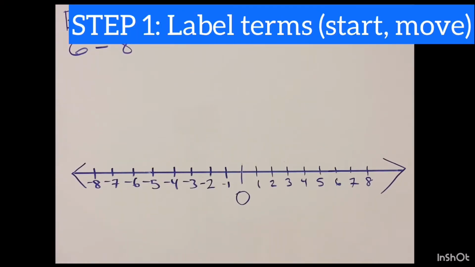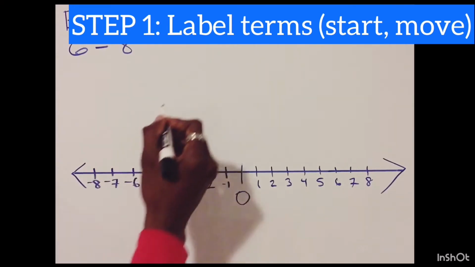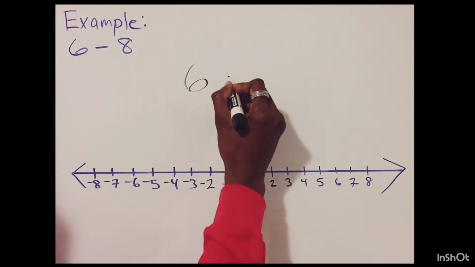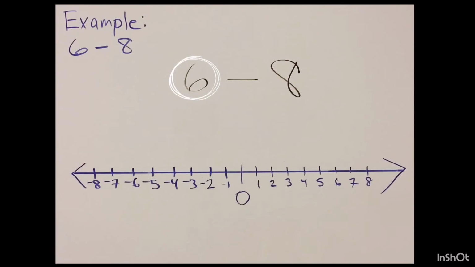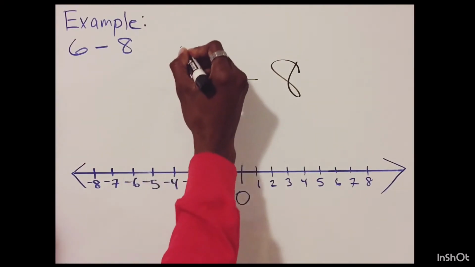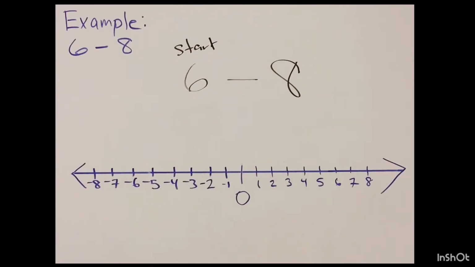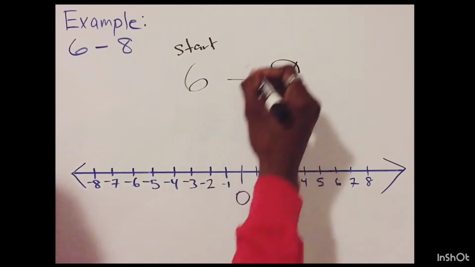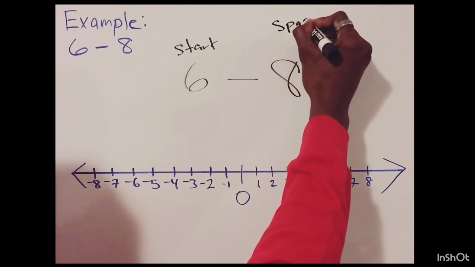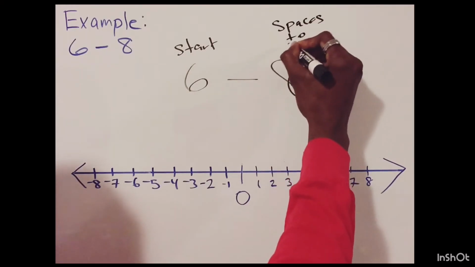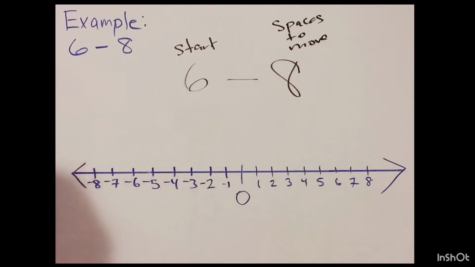Step number 1, you're going to label each term in your example as start or move. So we have 6 minus 8. Our 6 is the first term. So right above it, I'm going to write start. Our second term, or our next term, tells us how many spaces to move on the number line. So right above the 8, I'll write spaces to move, because 8 is our next term.